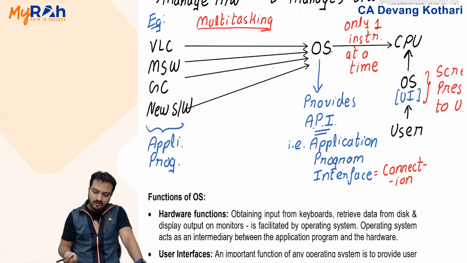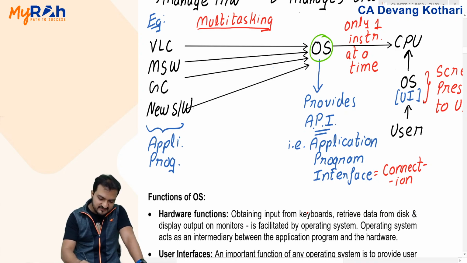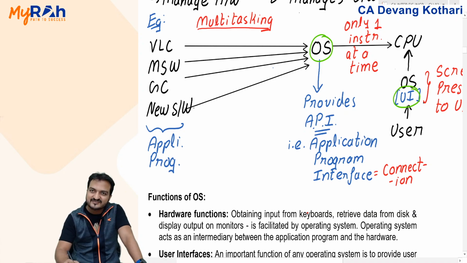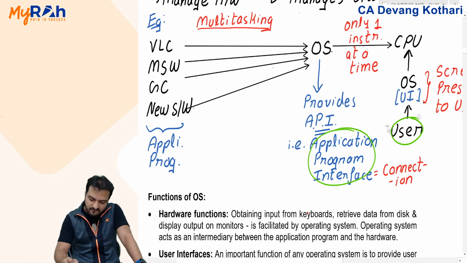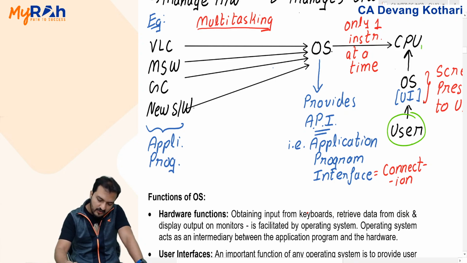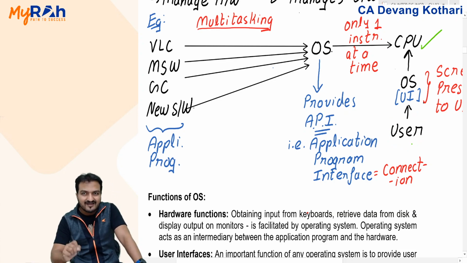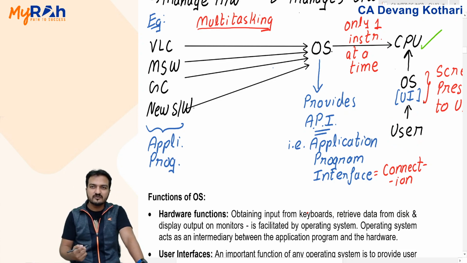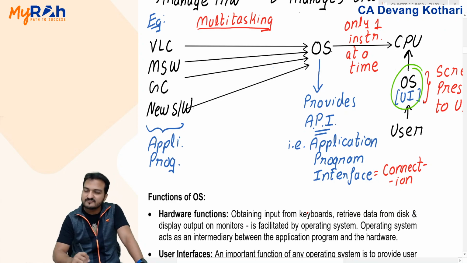Also, because of this, the operating system creates an interface with the user. It creates an interface with the programs, but it also creates an interface, a connection, with the user. Whenever the user wants to interact with the CPU, can the user directly talk to the CPU? No. The operating system comes in between.